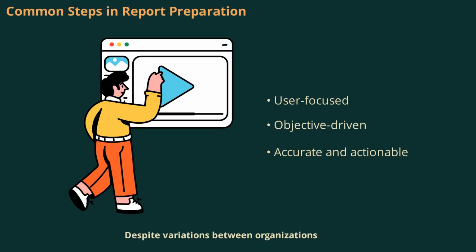Despite variations between organizations, the process of preparing performance reports generally follows a sequence: understanding user needs, aligning with objectives, summarizing key points, assessing performance, designing effective layouts, and ensuring accuracy. Following these steps ensures that reports are useful, reliable, and actionable.